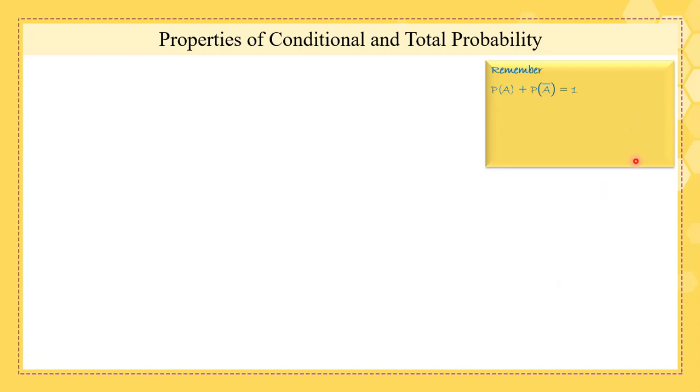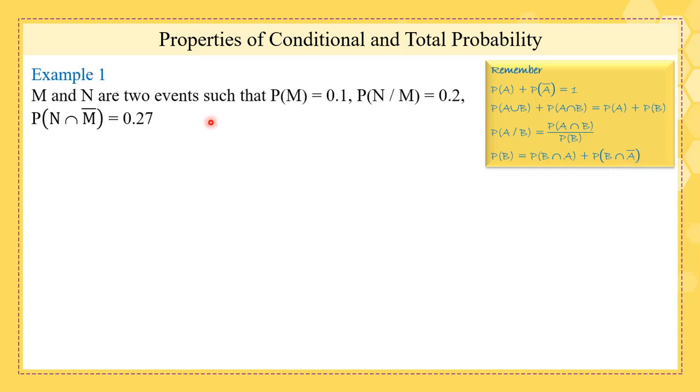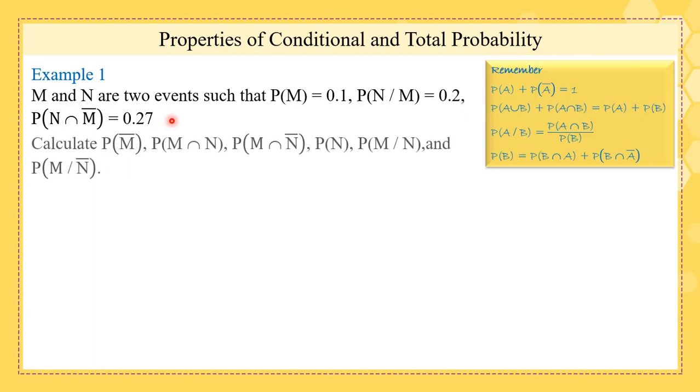Now, this is the list of properties that we should know so far. Remember their consequences. Let's see this example. M and N are two events such that P of M is 0.1, P of N given M is 0.2, and P of N intersection M bar is 0.27. The question is to calculate all of these probabilities.